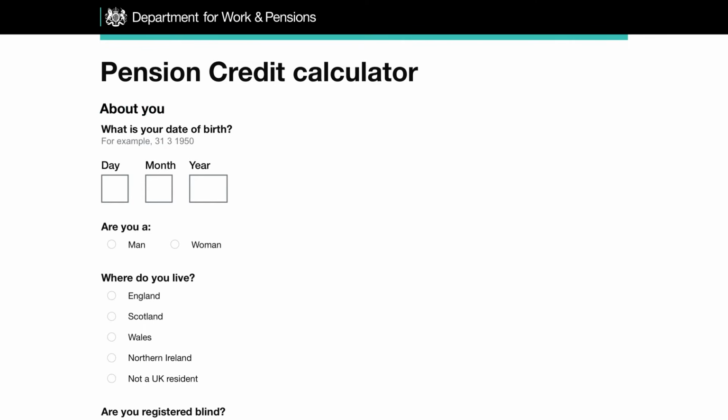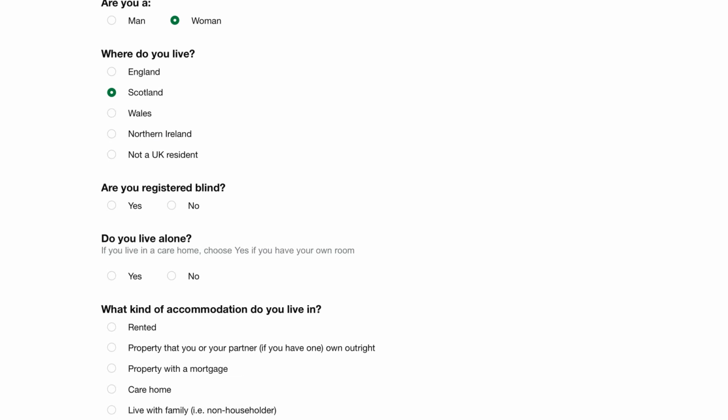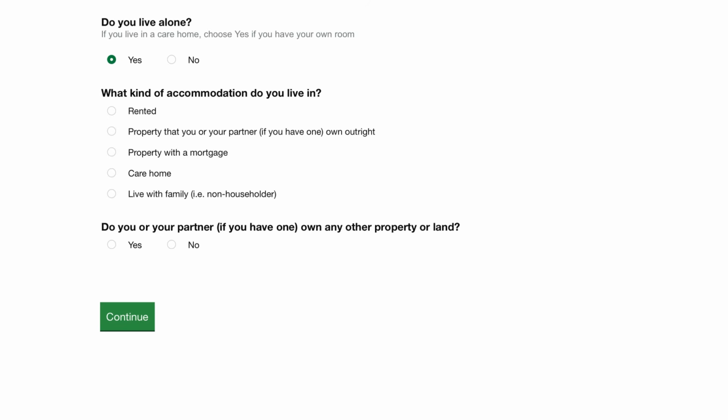Example 1 is Jackie. She selects her gender, and she selects the area that she lives in. She is not registered blind, so selects No. And Jackie lives alone. She selects that she lives in a house, which she owns outright. She then selects that she does not own any other property other than the home she lives in.